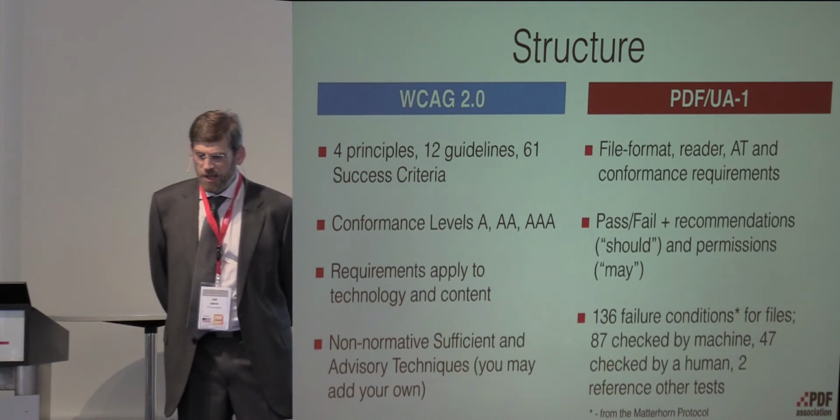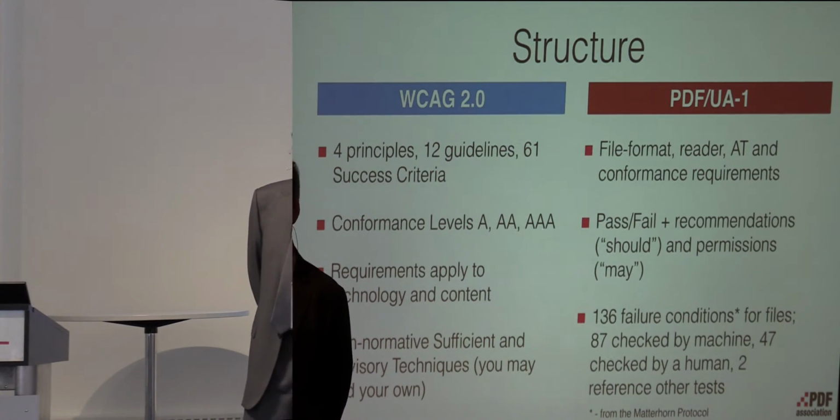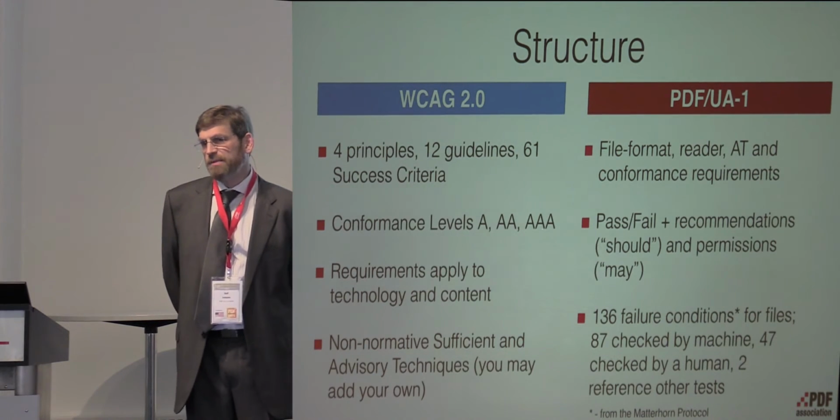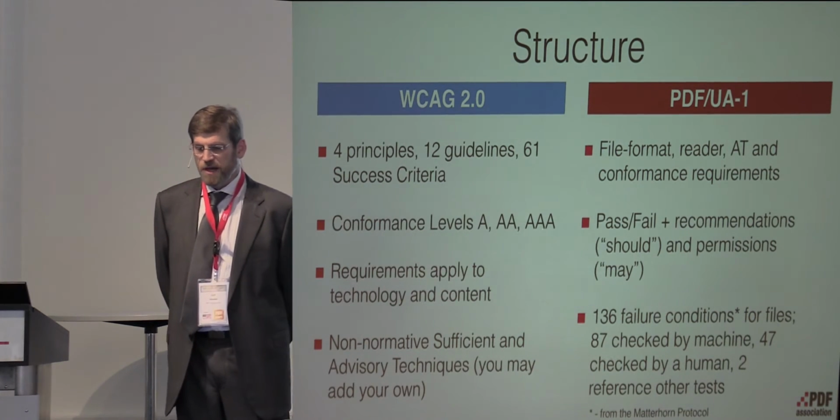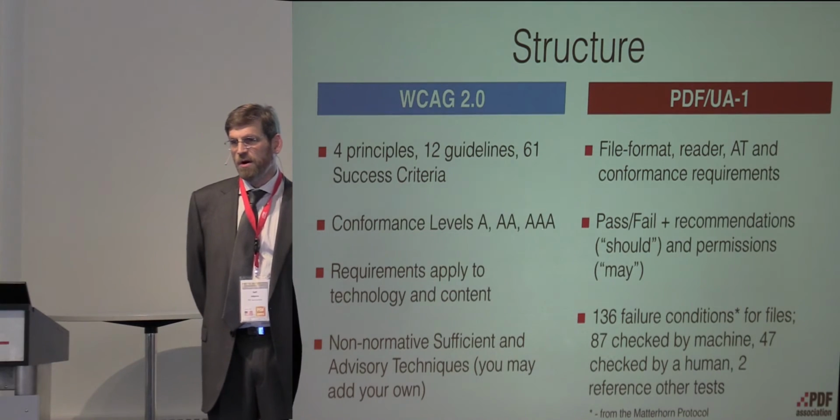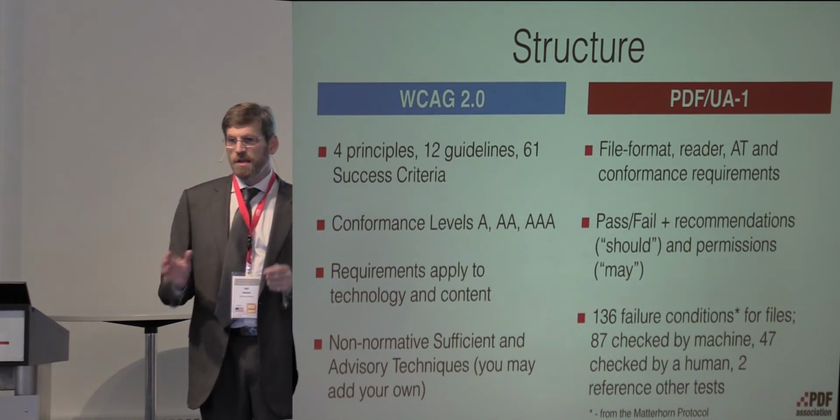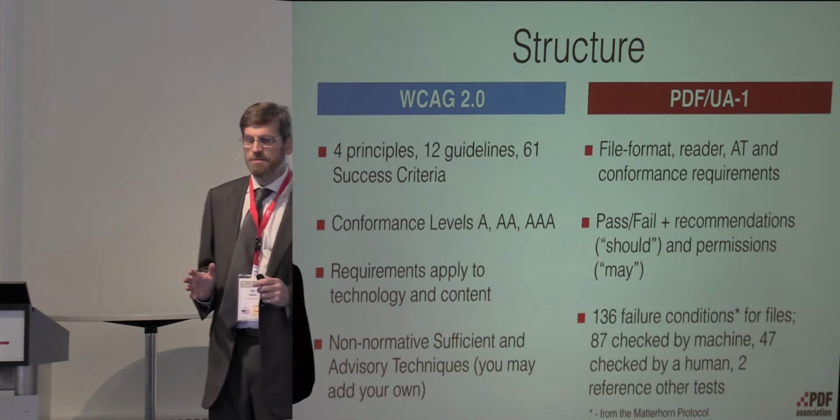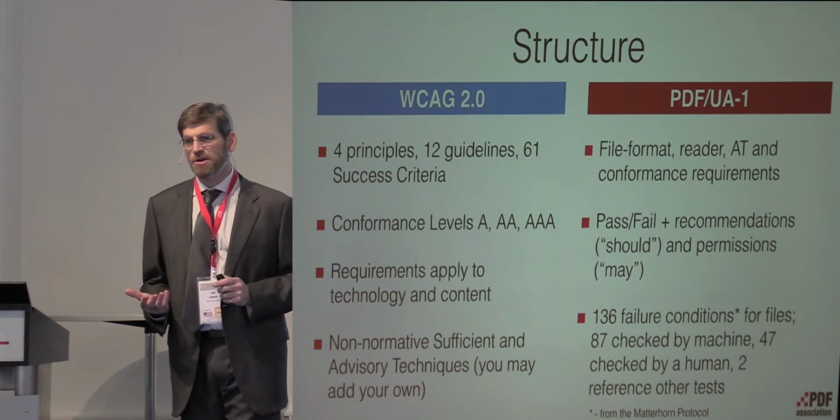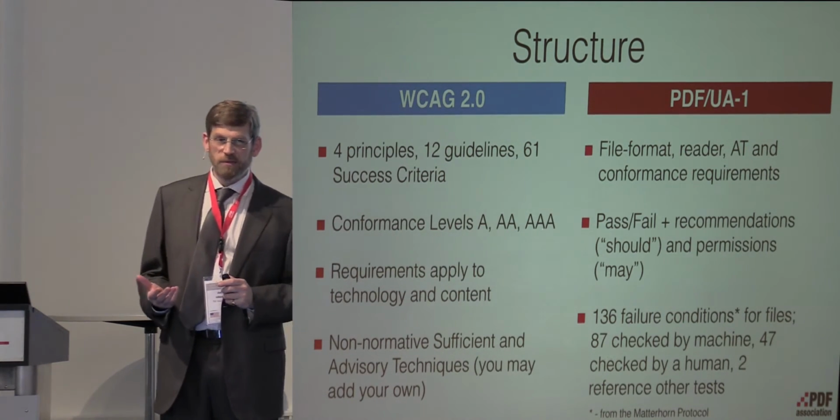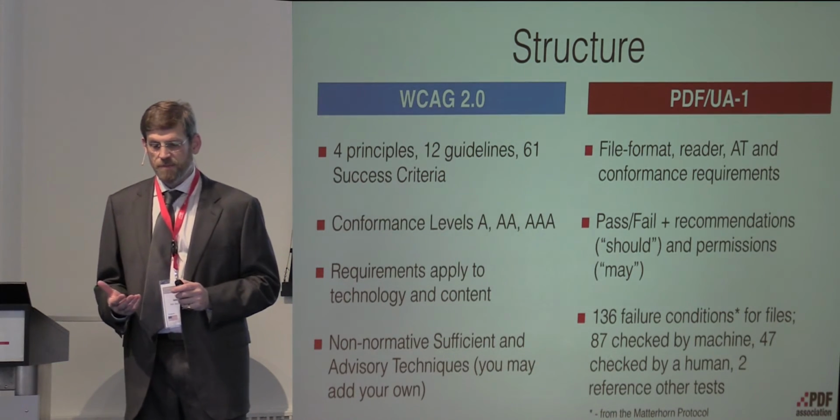So PDF/UA is quite different on several levels. It is organized fundamentally into three parts. Most of it pertains to the file format requirements. About 80% of PDF/UA details the very, very specific technical aspects of the PDF document that are necessary in order to consider that document as accessible.